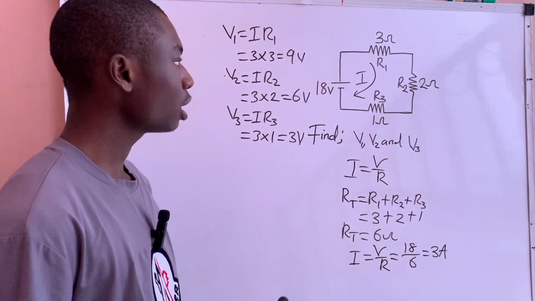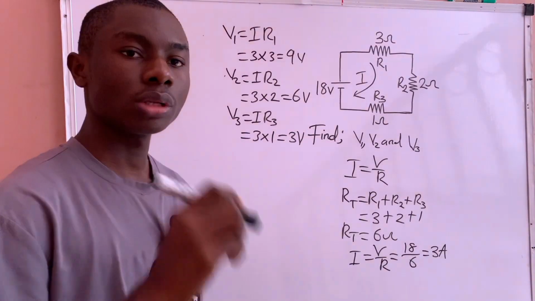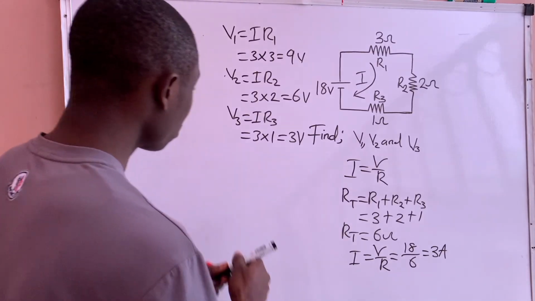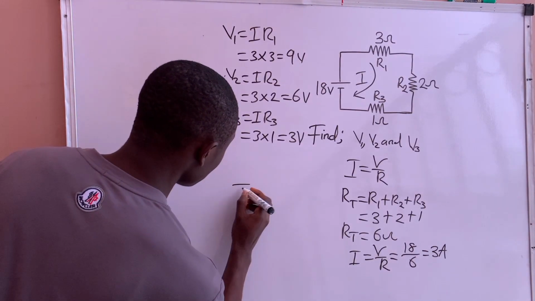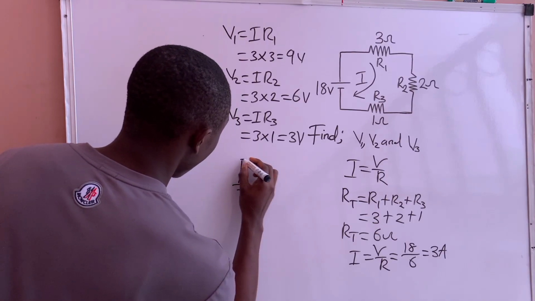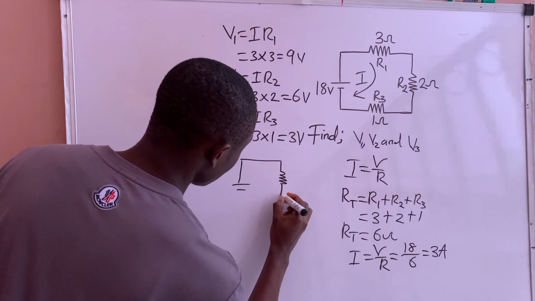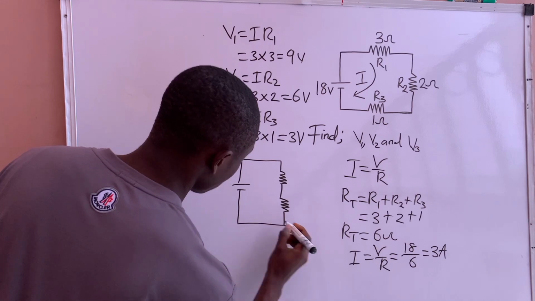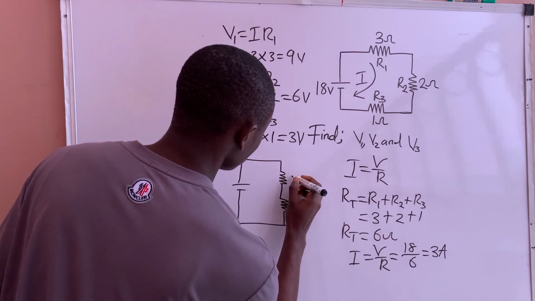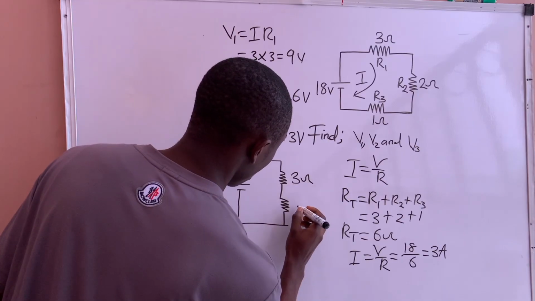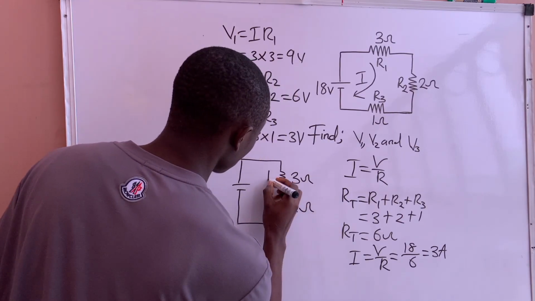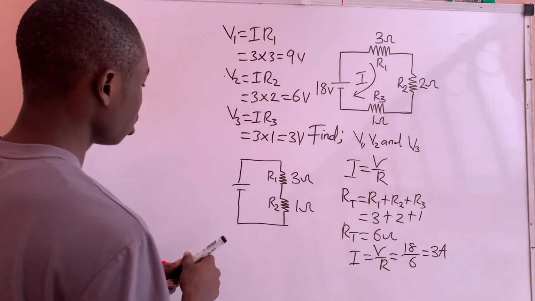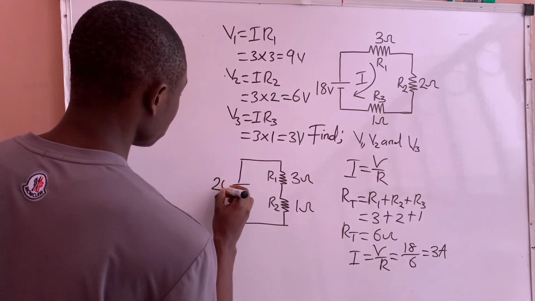Okay, let's consider if we are given only 2 resistors in a circuit and we are asked to find the voltage drop. What if we are given this circuit, having a 3 ohm resistor and a 1 ohm resistor, and we are asked to find the voltage drop across the individual resistors? Let's call the source voltage 20 volts.